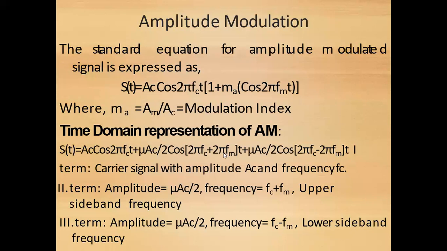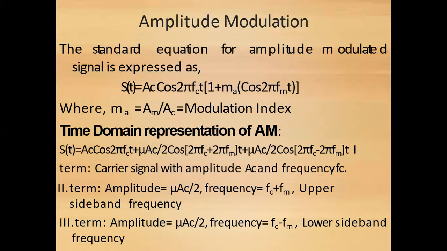In this way, mu is nothing but the other representation of the modulation index. So mu AC by 2 cos of A plus B, where A stands for 2 pi fc and B stands for 2 pi fm into t, plus again the amplitude mu AC by 2 cos of 2 pi fc minus 2 pi fm into t.